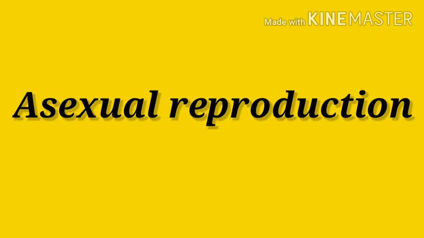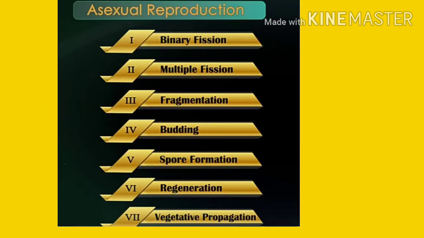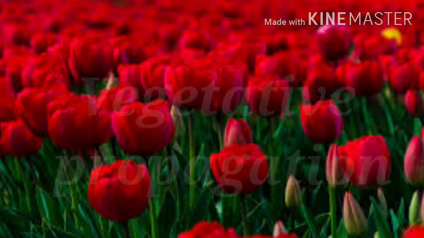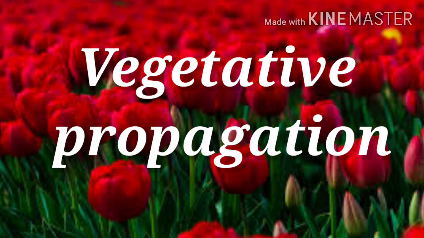In the last video, you have learnt about the different modes of asexual reproduction, that is binary fission, multiple fission, fragmentation, budding, spore formation and regeneration. Now today we will discuss the next mode of asexual reproduction, that is vegetative propagation.